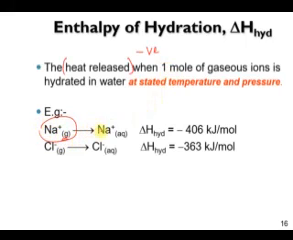So after the hydration process, it becomes aqueous. Another example, we have chloride in the form of gas. After the hydration process, it forms aqueous. So 1 mole always refers to the reactant, 1 mole. So this is how we write hydration equations.